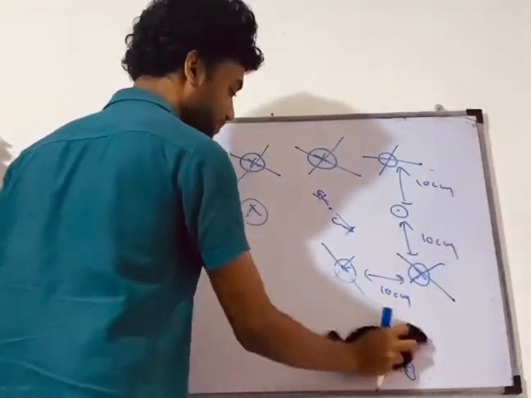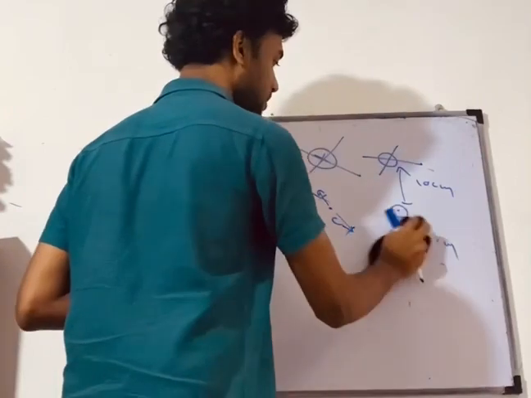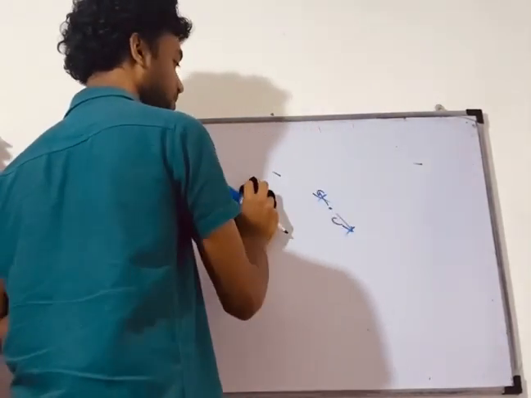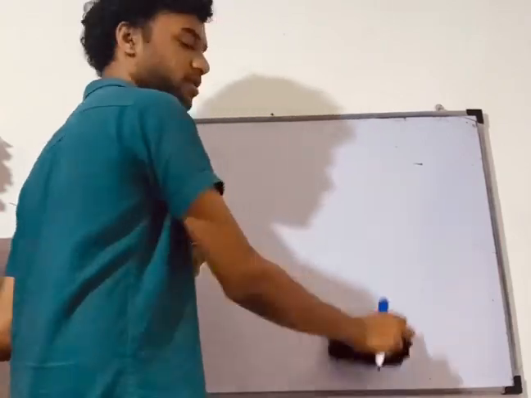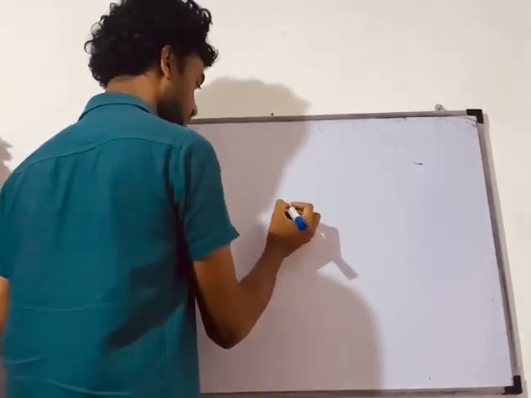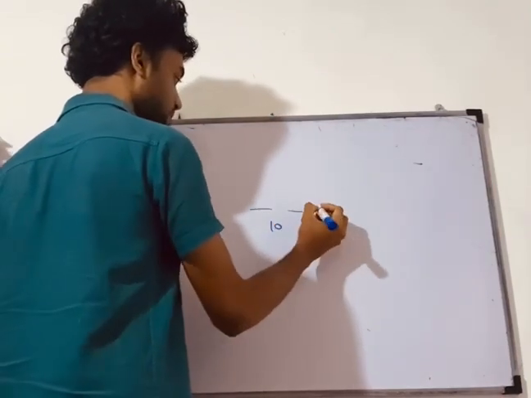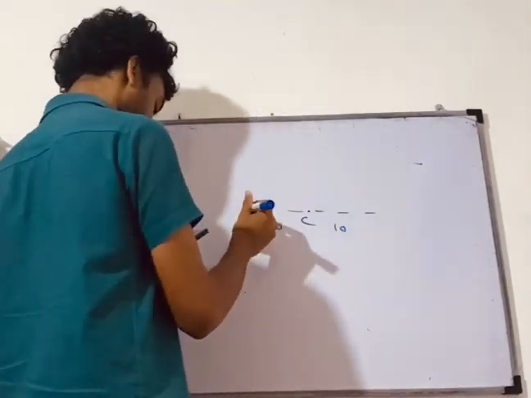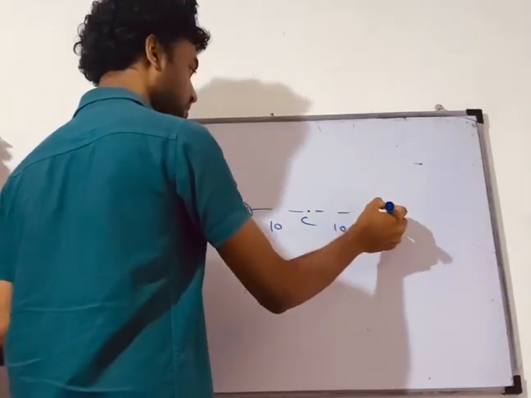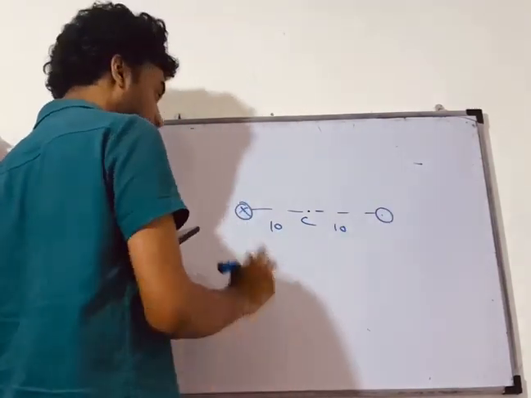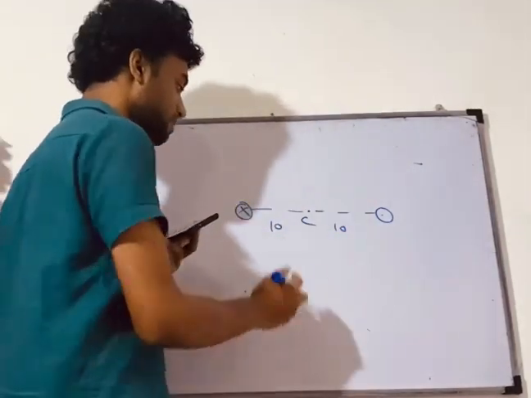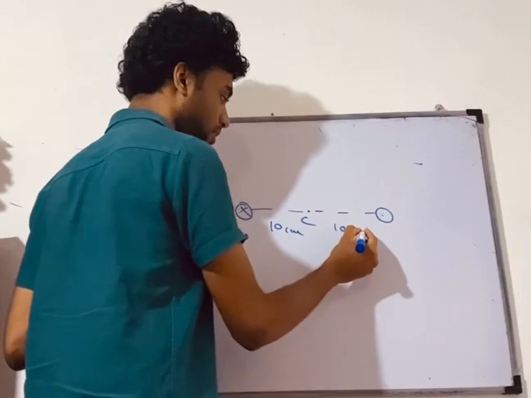So let's see. So now the question becomes simplified. So now I have the point C, and then at a distance of 10 centimeters from here and 10 centimeters from here, I have this current here and this current here. So the values of the currents are going to be 10 amperes each. So this 10 centimeters, right?